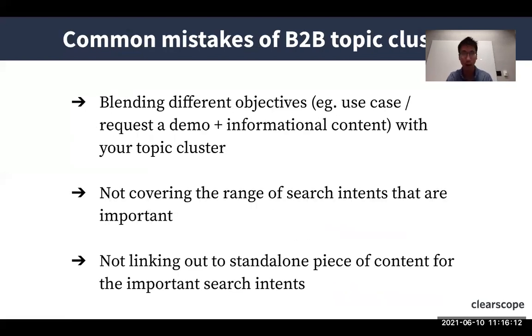That's to say, the common mistakes then of B2B topic clusters is that we often see people blend together different objectives. We've seen use case pages where, if Clearscope had a page that said content optimization software, in the first above the fold section, we go in and start explaining what is content optimization software and all of that different stuff. And then they kind of weave in request a demo and that kind of stuff. You should understand that, right?